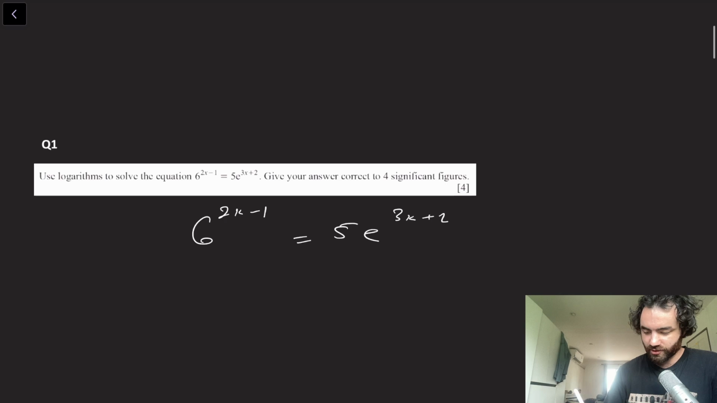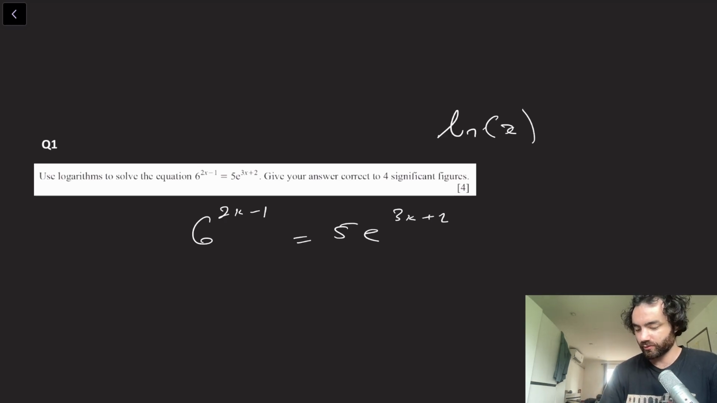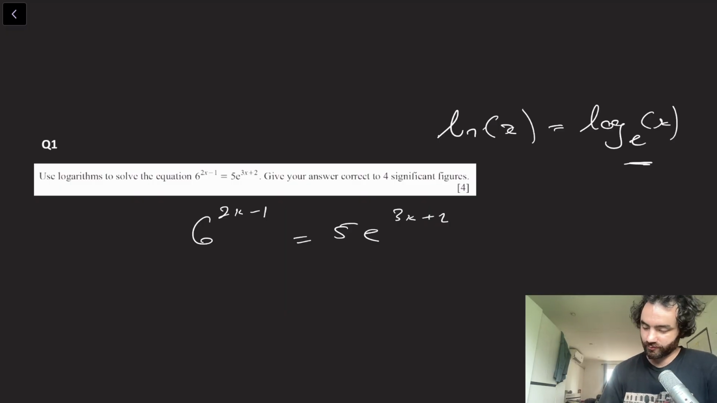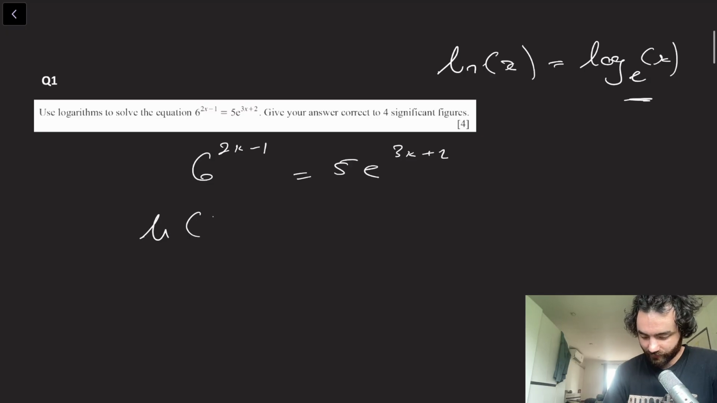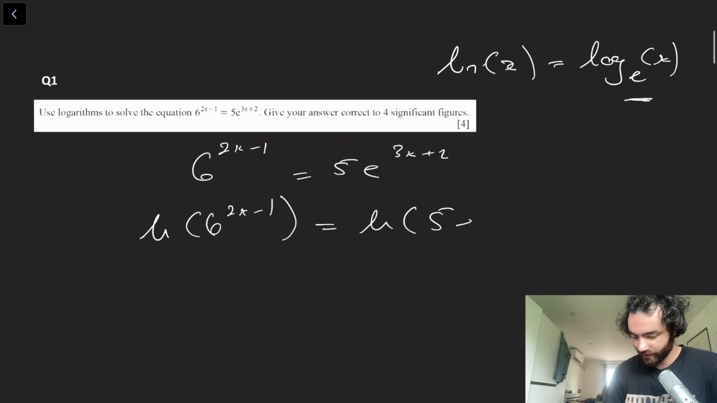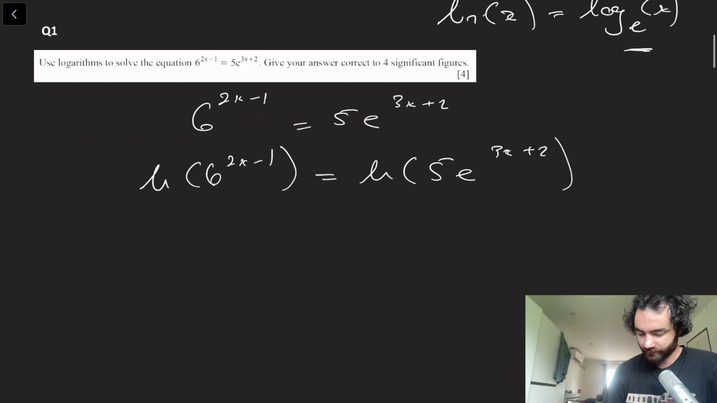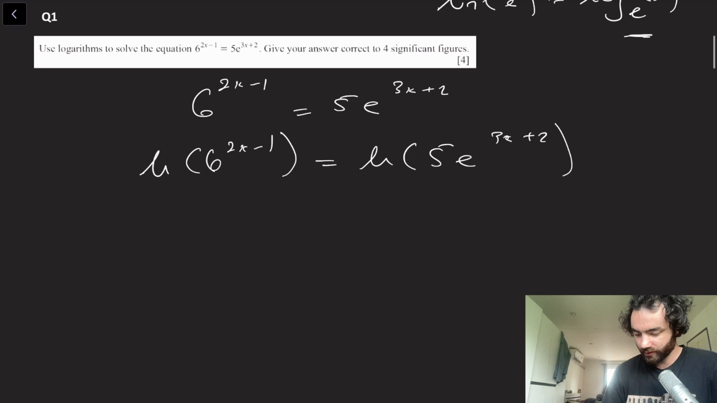It's also important to note that I will be using, and you probably should use it too, the natural log of x to find these things. It's just the same thing, but to the base e. This becomes very useful when we have to deal with these things. So you take the natural log of both sides: ln of 6^(2x-1) equals ln of 5e^(3x+2). Now you can't just take the 5 out, because this is a log applying to that entire function, 5e to the 3x plus 2.